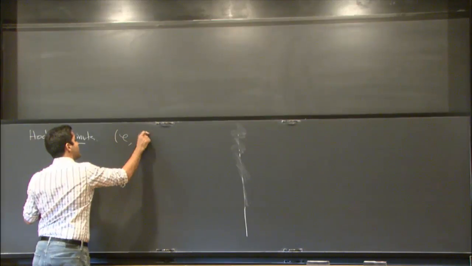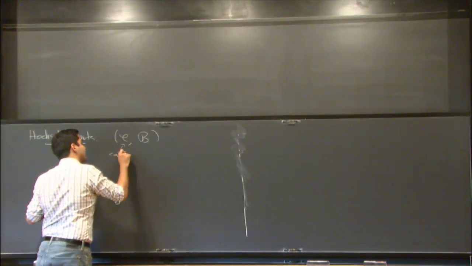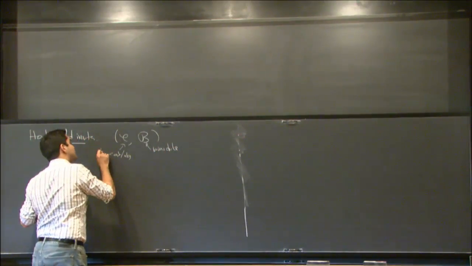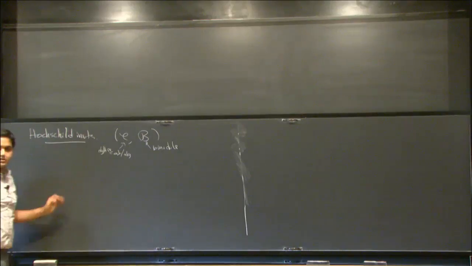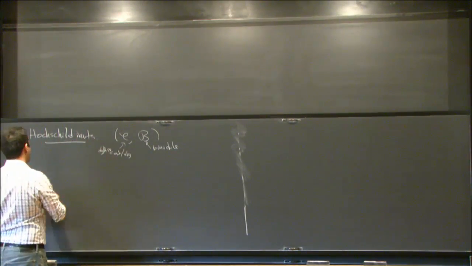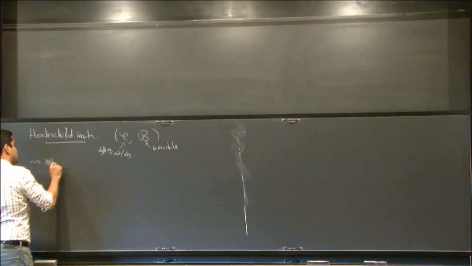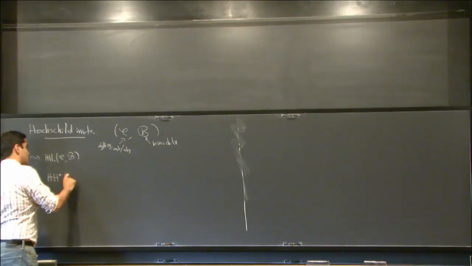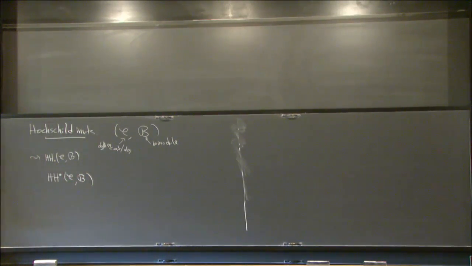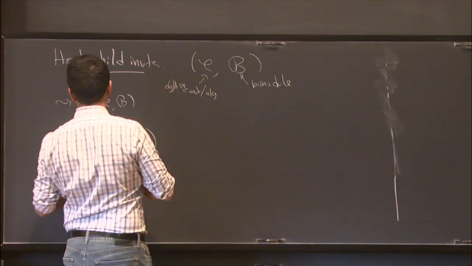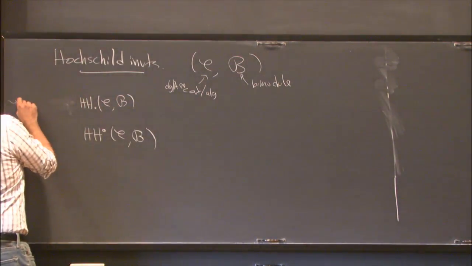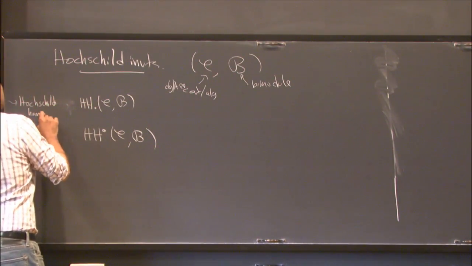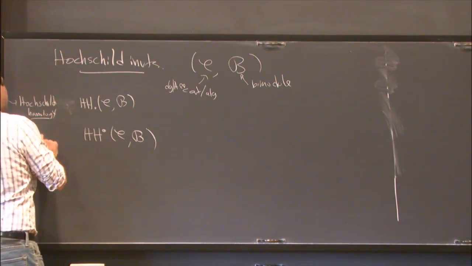OK, so we'll start with a pair of a category or algebra and a bimodule over it. And by category, I mean DG or A infinity category always. And to such a pair, we can associate a group called HH lower star of C,B, HH upper star of C,B. HH lower star is called the Hochschild homology, and HH upper star we call cohomology.